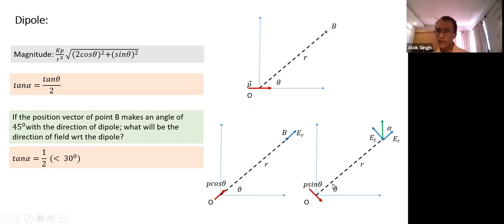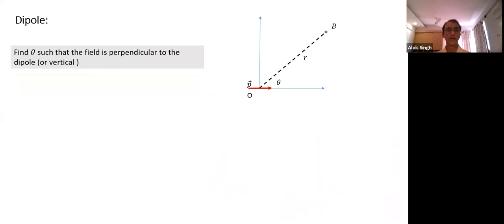So what it means is, for the field to become vertical, theta needs to increase even further. For this angle to become 90 degrees, what has to happen? Theta has to be even greater than 45 degrees. Can we find the value of theta which makes the field vertical? Such that the field is perpendicular to the dipole, or the field is vertical. That is also not too difficult.